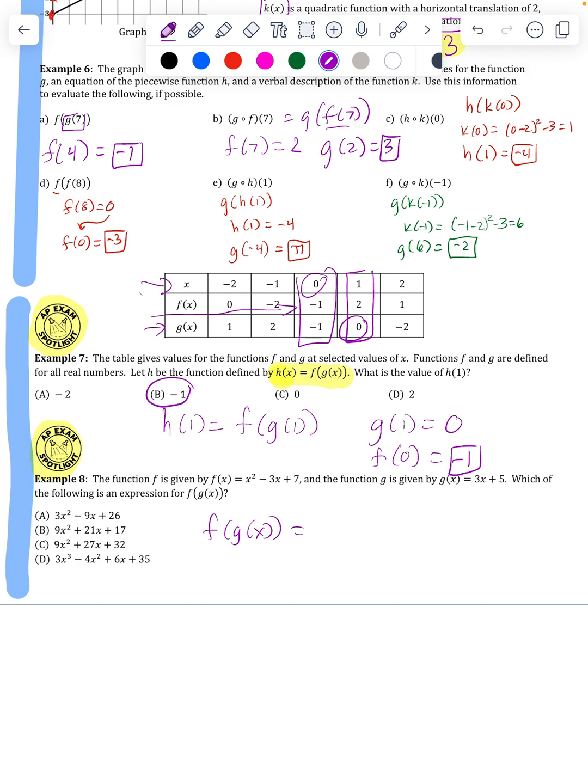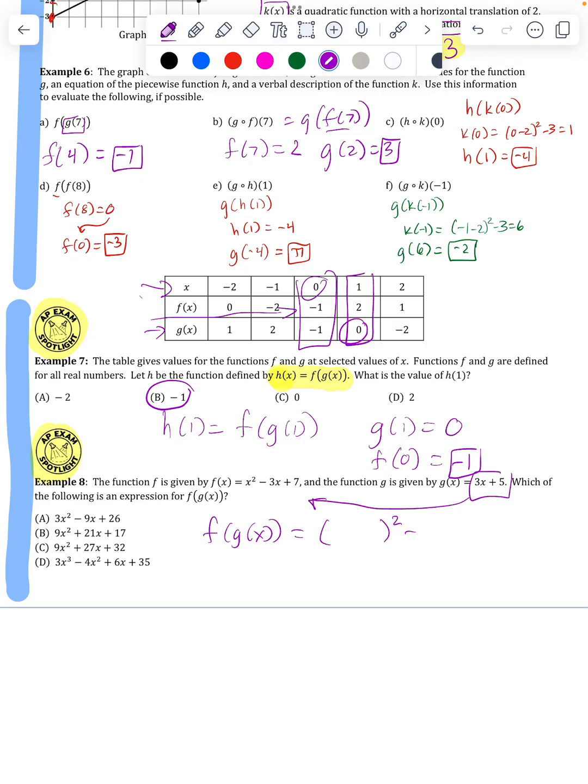It's telling me that I have to take this expression and put it in for all of the x's over there. So I need to put it in here, square it, take away 3. So take away 3 from here, and then where this x is, I have to put in 3x plus 5 again, and then I have a plus 7 at the end. So 3x plus 5, keeping in mind, squared means multiplied by yourself.